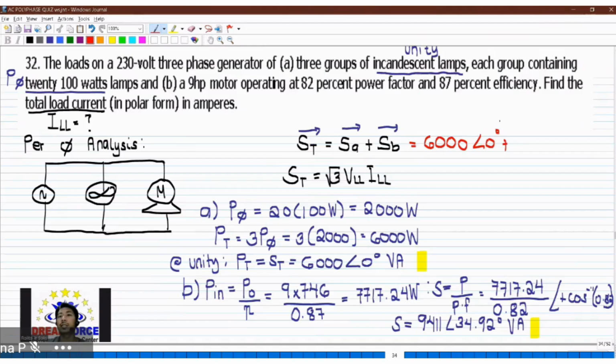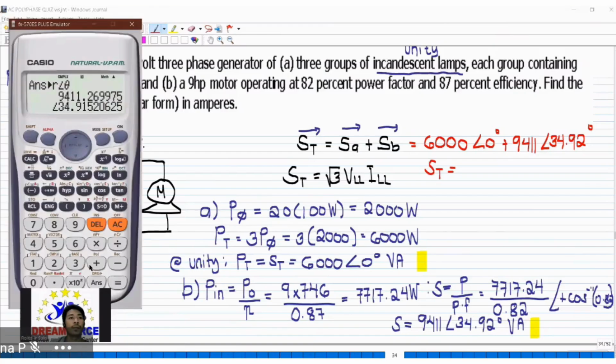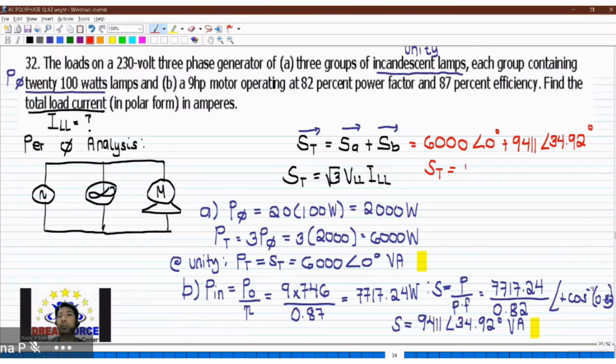Okay, so then plus, we have 9,411, angle 34.92 degrees. Okay, so yan na po ngayon yung value ng S total natin. Okay, so plus 6K, so shift to 3. So 14,000, sige, round off na natin, 14,737. Tama naman dito. So angle 21. Okay, so 737, angle 21.44 degrees.